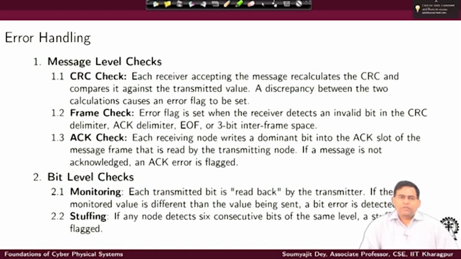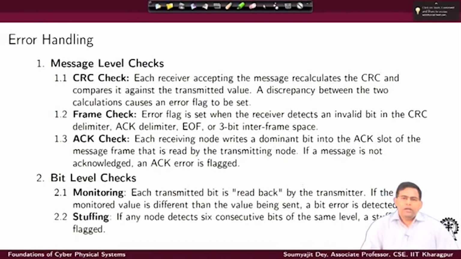And finally, you also have the ACK check. That means each receiving node will write a dominant bit into the ACK slot. So whenever the transmitter sends the acknowledgement slot, the receiver will set it to be dominant, right? That is a switch in signal value that the transmitter can see, and if it cannot see that, it will go to a retransmission. Then also an acknowledgement error will be flagged.